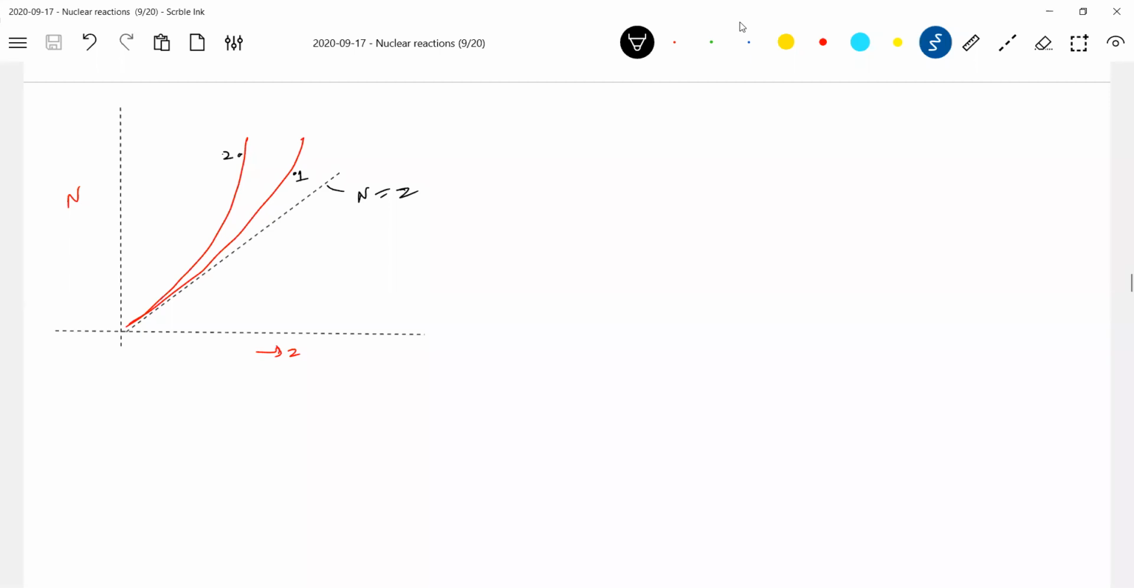Proton will occur inside the nucleus. So first we'll take the beta decay. Okay, first we'll start with the beta minus decay.